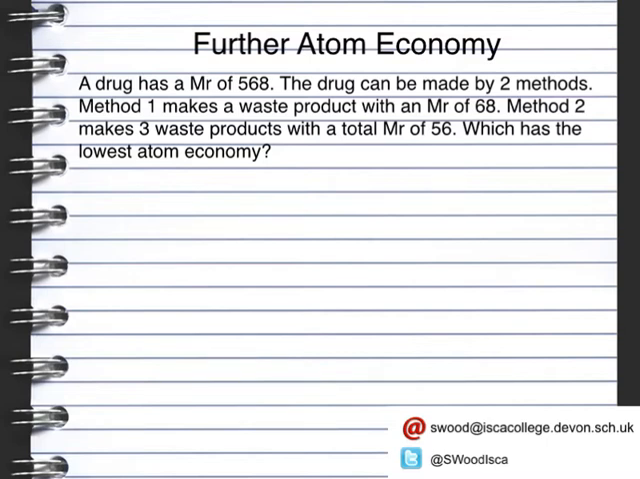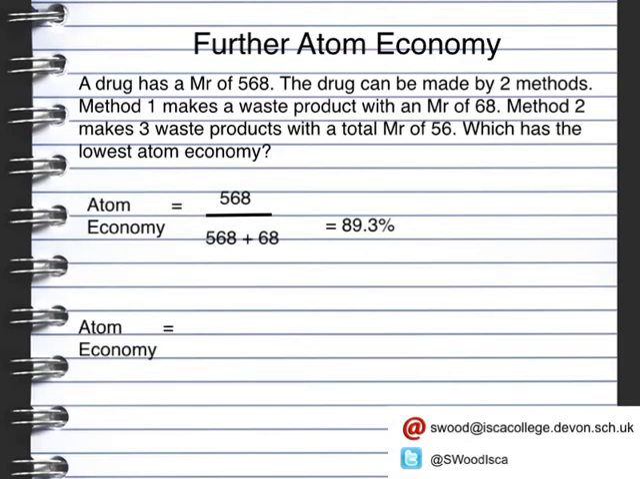Okay, so here's the answer you should have. The atom economy for method 1 is equal to 568 divided by 568 plus 68, which is 636. That gives an atom economy of 89.3%. For method 2 we'll do the same equation: 568 divided by 568 plus 56 gives an atom economy of 91%.